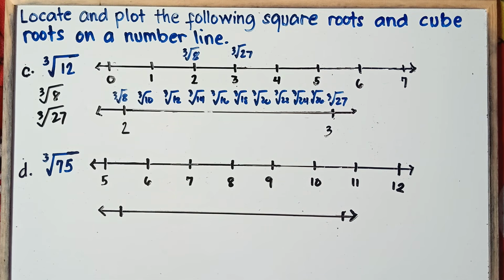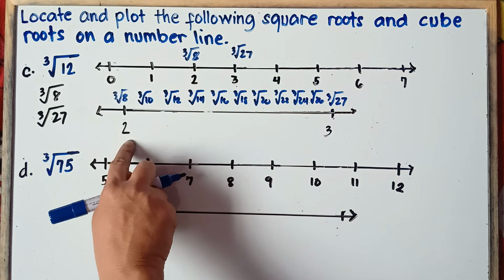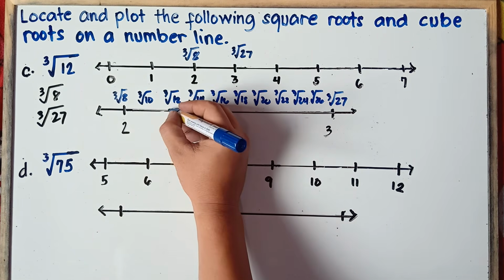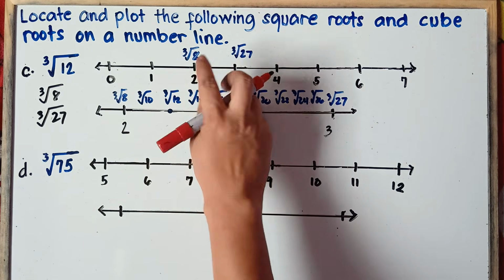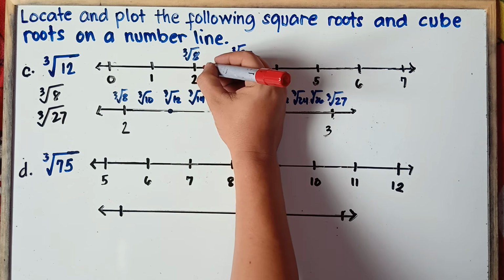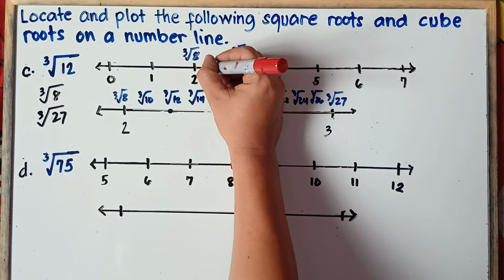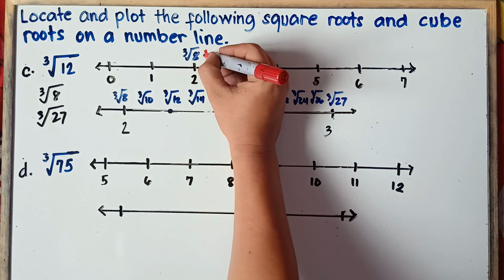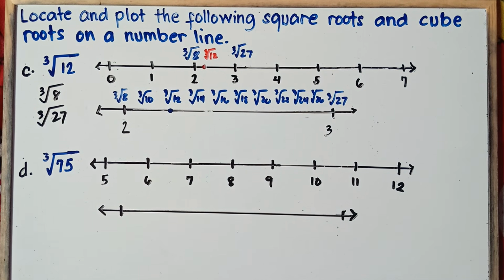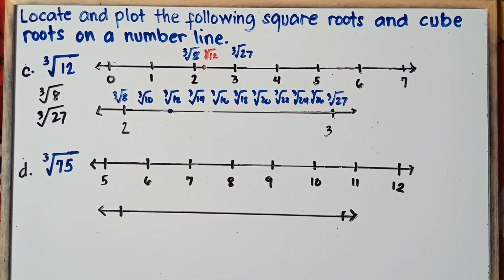As you can see, class, cube root of 12 is near 2. So this will be cube root of 12, near 2. Once again, class, you can just simply estimate. That's okay, class. Alright, that's it, class, for letter C. That's how you plot that one. Cube root of 12 is near 2.